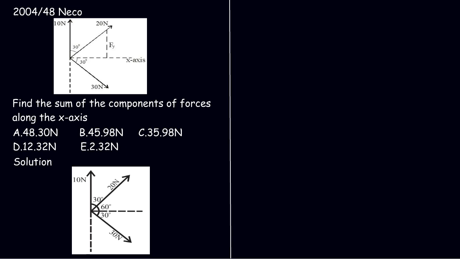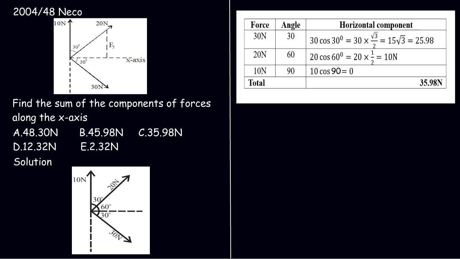So for our 10 Newton force, the angle with respect to the horizontal will be 90 degrees. For our 20 Newton force, the angle with respect to the horizontal will be 60 degrees, because 90 minus 30 will make the angle to the horizontal 60. And for our 30 Newton force, the angle to the horizontal is 30. Now we are going to be tabulating our forces and their angles. So we have our force, the angle, and the horizontal component.